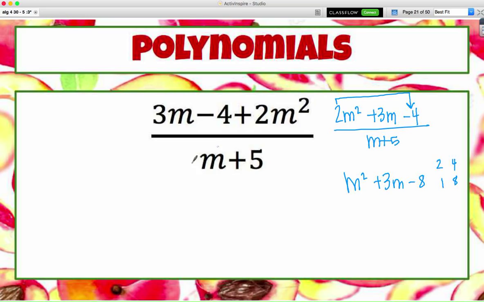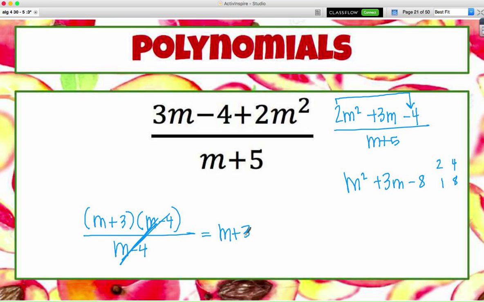Now, in the event that you could go further, for example, if I had something like m plus 3 times m minus 4 all being divided by m minus 4, if you could have factored it and it had a common factor, then you would be able to cancel that out and your final answer would have just been m plus 3. But that's only if you can go further.